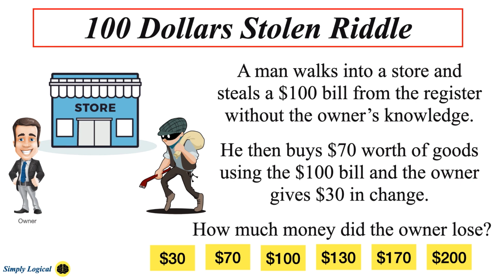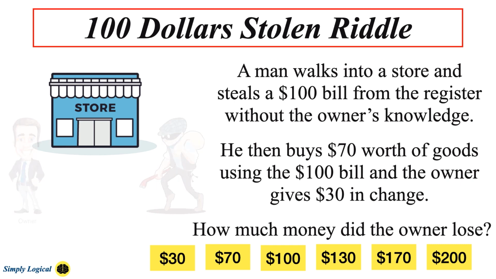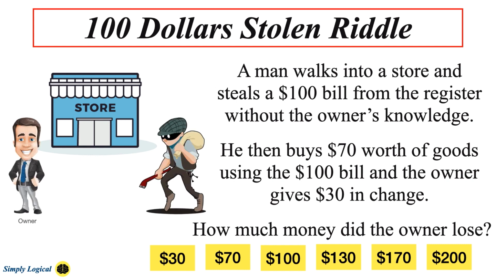Let me repeat the riddle. A man walks into a store and steals a $100 bill from the register without the owner's knowledge. He then buys $70 worth of goods using the $100 bill and the owner gives $30 in change. How much money did the owner lose at the end? So the options are $30, $70, $100, $130, $170 or $200.